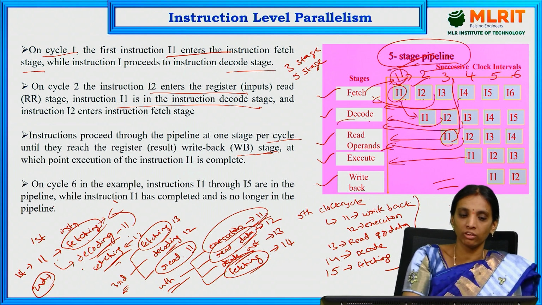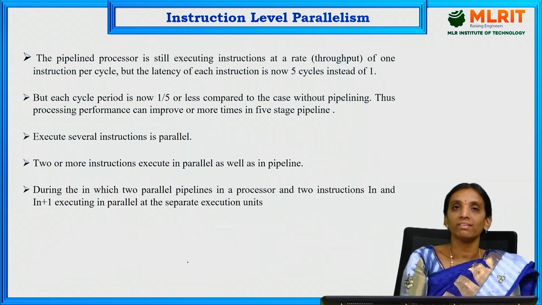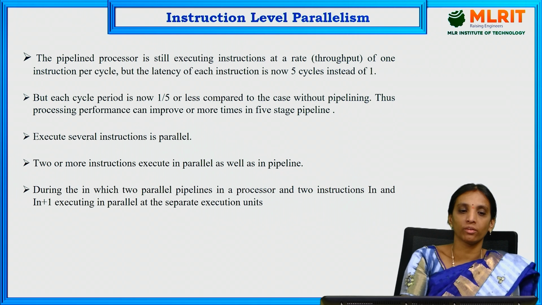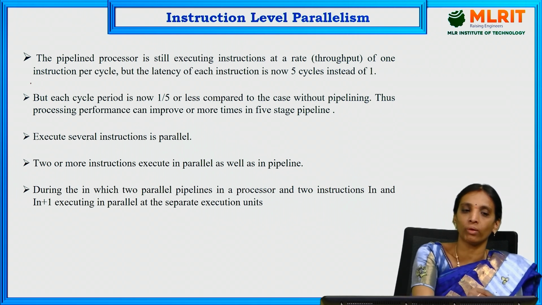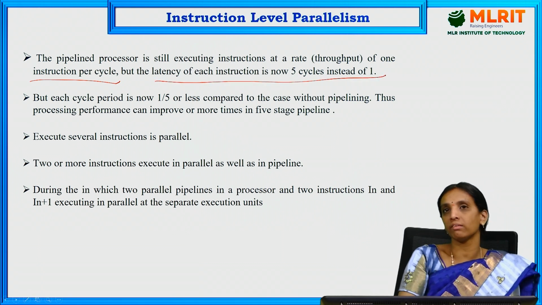In this way, on cycle 6, the instructions from the first to the fifth are in the pipeline and the first instruction is completed, coming back to the write back operation. So what is the advantage of this instruction level parallelism? This pipeline processor is still executing instructions at a rate of one instruction per cycle, but the latency is 5 cycles instead of 1.